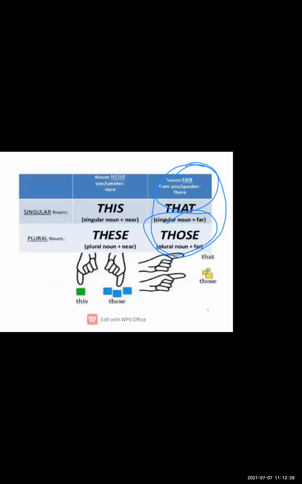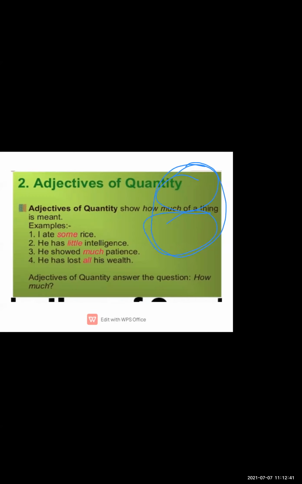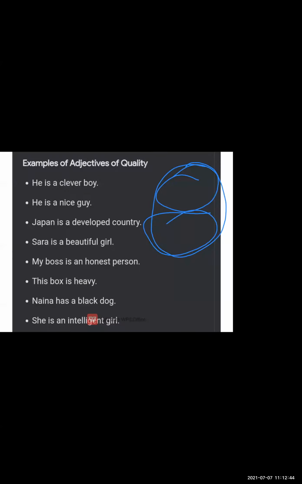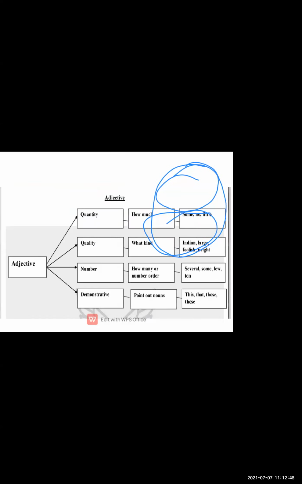So here, students, we have completed adjectives. In that we have seen the types of adjective: quality adjective, quantity adjective, number adjective, and demonstrative adjective. Today we completed only half. The other half we will see in the next lecture, and in the next lecture I will ask you more questions. Okay. So today's session is completed.